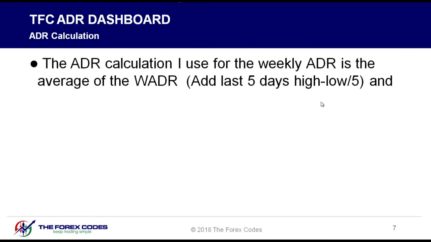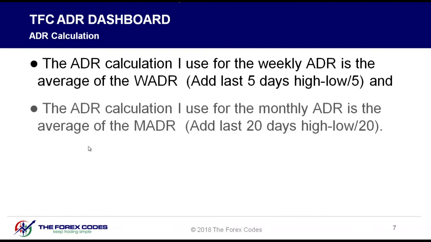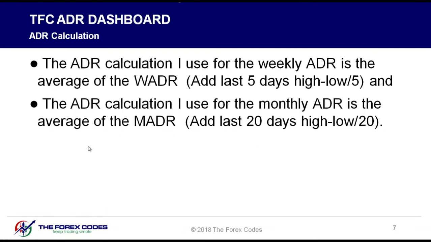So how do we calculate ADR? I think I've mentioned it. For the weekly ADR, WADR, add the last 5 days high minus low and divide by 5. For the monthly ADR, MADR, just take the last 20 days high minus low and divide by 20. It's rocket science, isn't it?